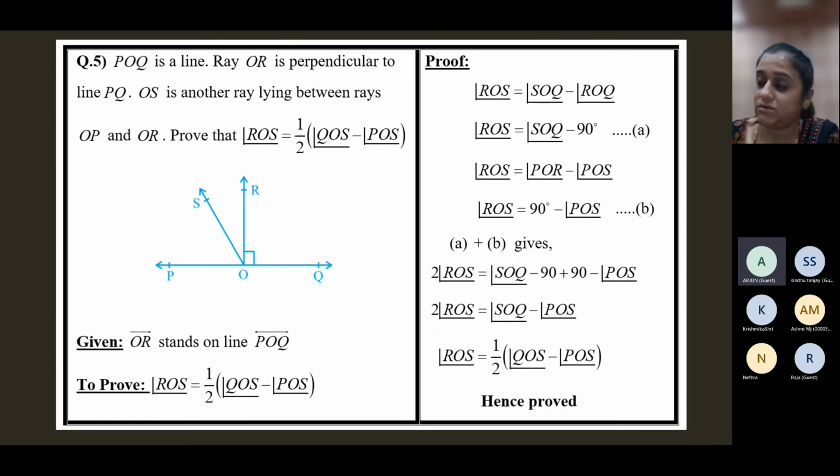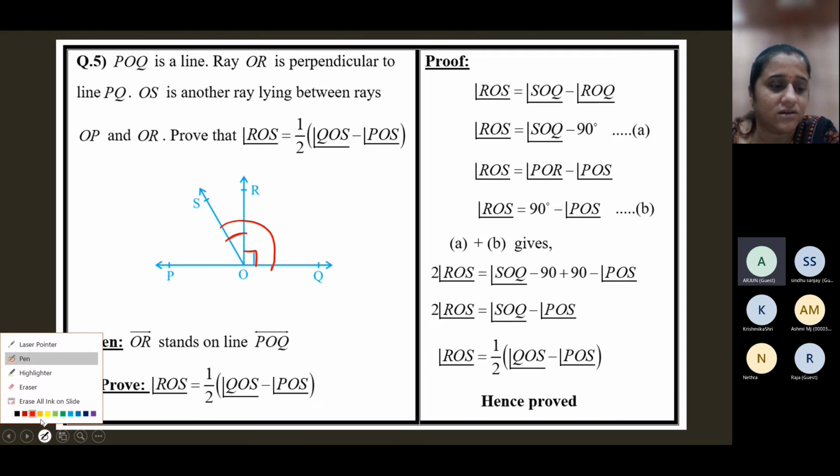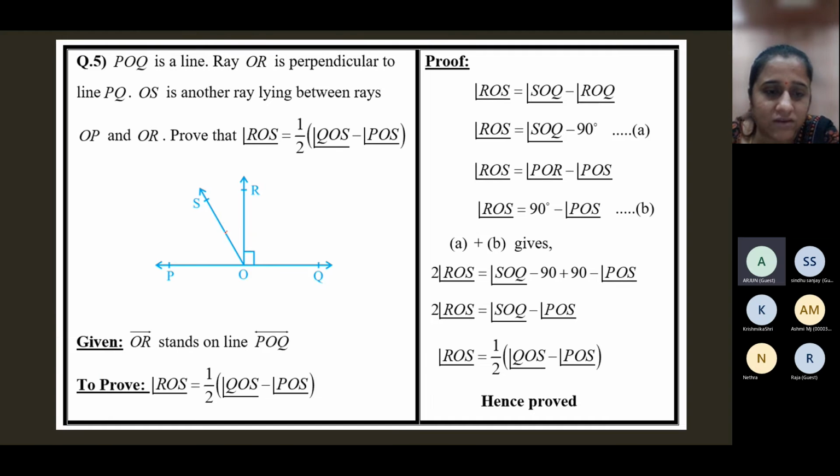So what is it, children? How will we express ROS here? I told you, write ROS in two different ways. So see, here is one way of writing ROS. This angle ROS is equal to this full angle SOQ minus 90. From this full angle SOQ, if you take away 90 degrees, this is 90, right?